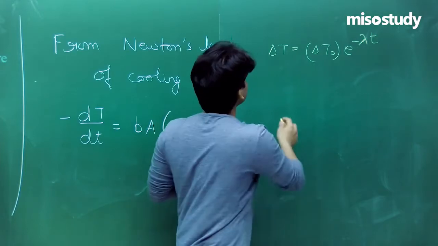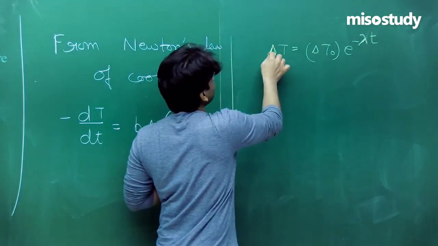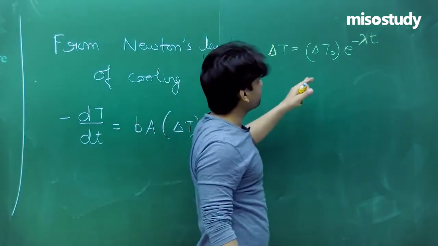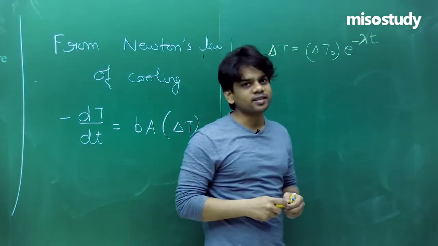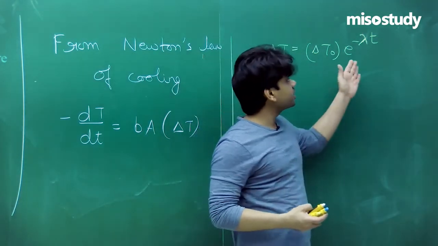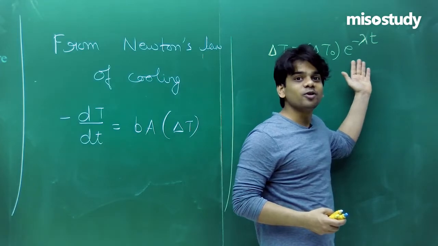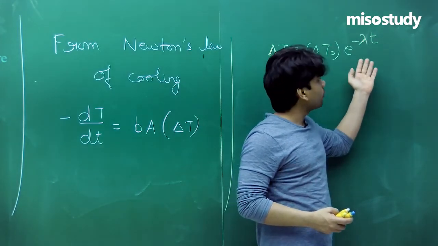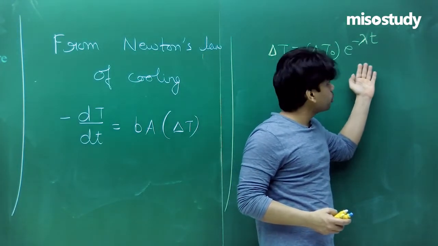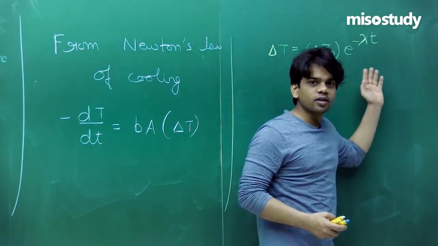This is another way to represent Newton's law of cooling equation. This delta T represents the change in temperature that has taken place, and this is the temperature difference between the object and the surroundings. We can use this. So we only have to put in the values. Take note till here. Let me come to the values in the question.